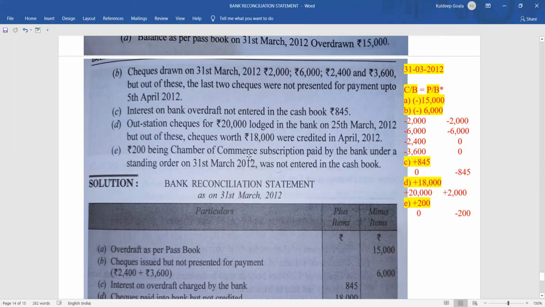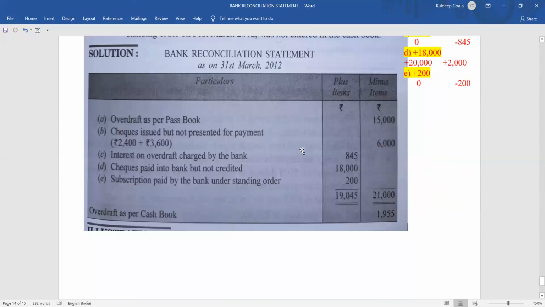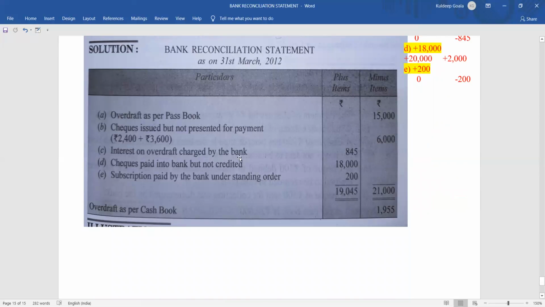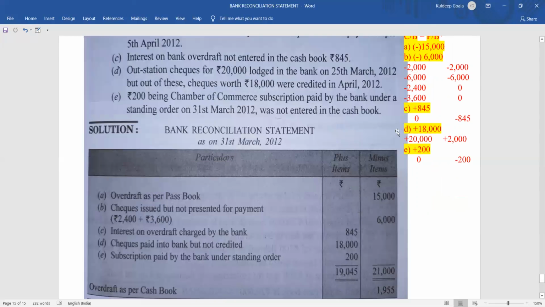Next one is number C. It is plus 845. So interest on overdraft not entered in the cash book, 845. You can write down interest on overdraft charged by the bank not entered in the cash book. It's plus, so it will come in the plus item, 845. Now coming to the next one, point number D.